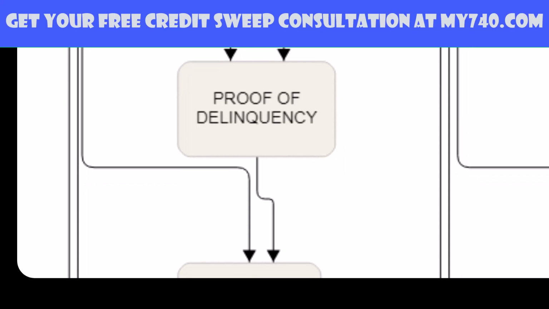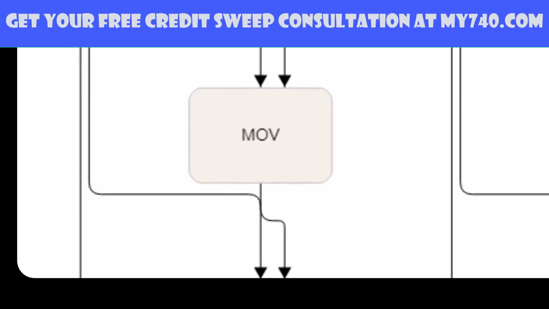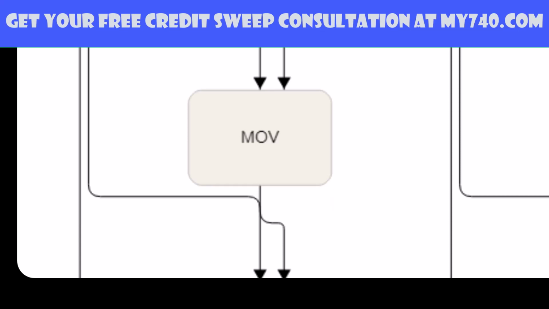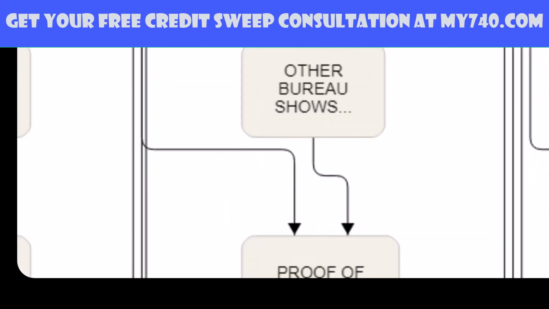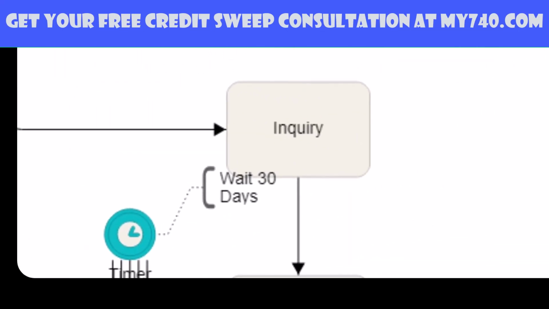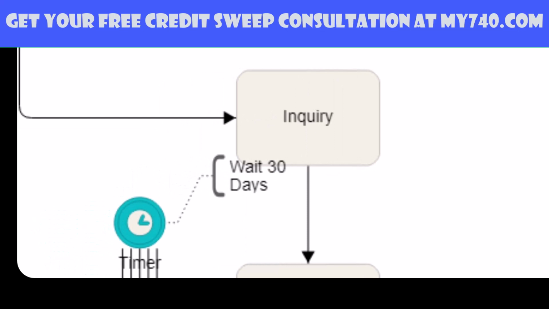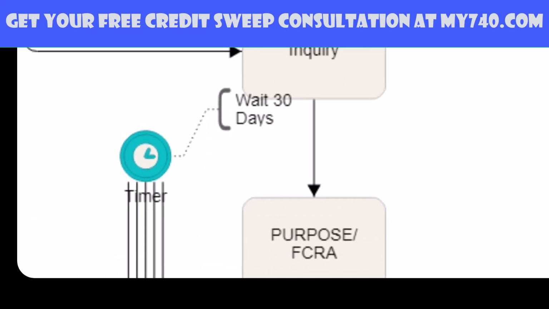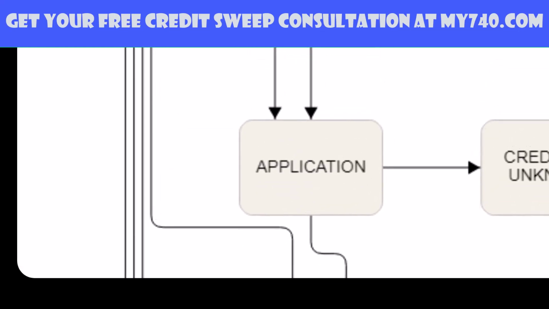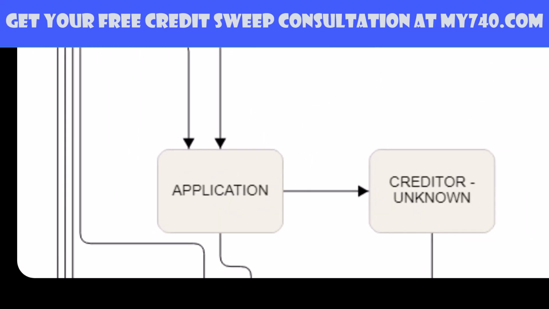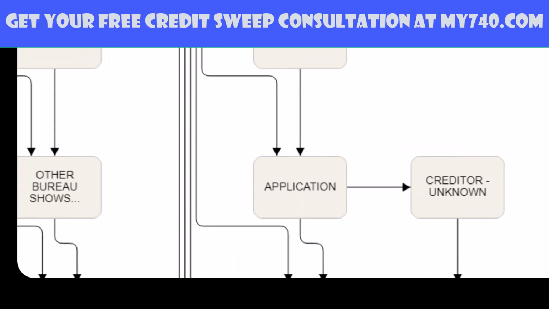All right. Proof of delinquency. We just talked about this. Put the burden of proof on them. Go check out Cushman versus TransUnion from 1997. Method of verification, false reporting, because anything that is unverified and continues to report is false reporting. And then CFPB. Now let's go over and check out inquiries. Inquiry is the last one that we are going to look at, at least for this video. Purpose, FCRA, you do not have a purpose for reporting, okay? And you should go and check out my video on my removing inquiries webinar.